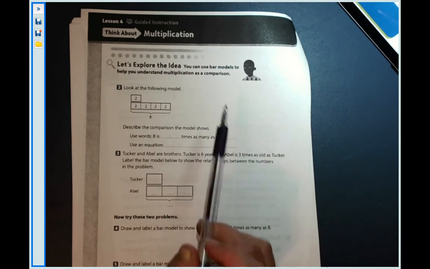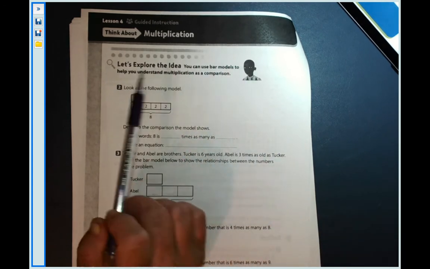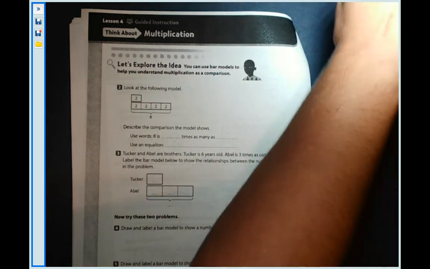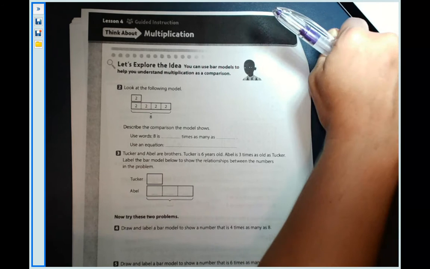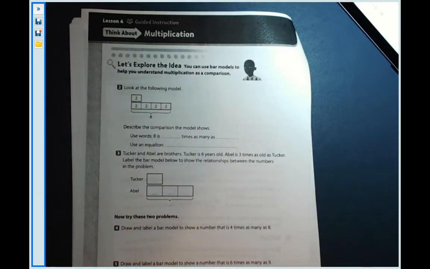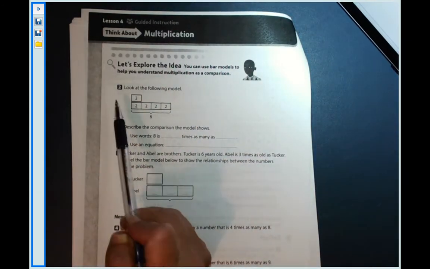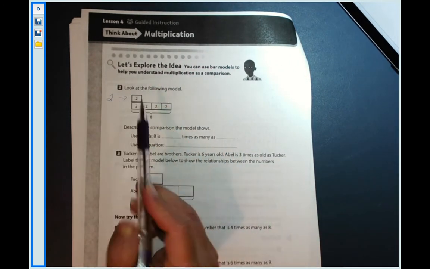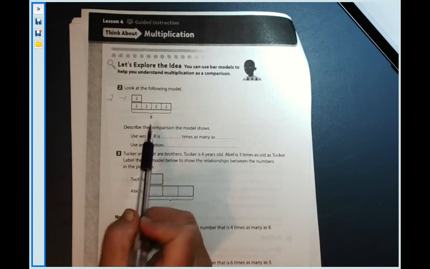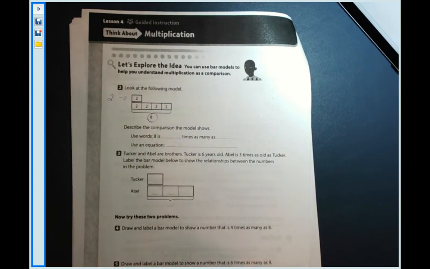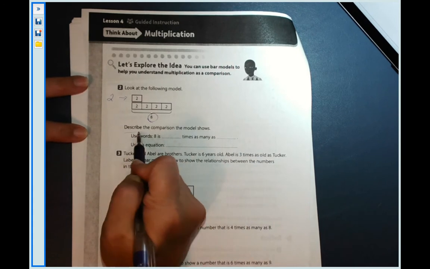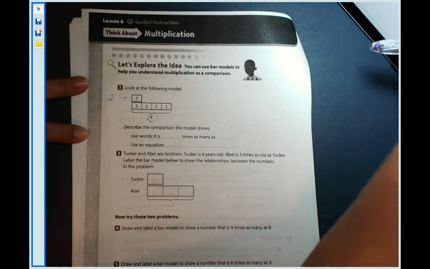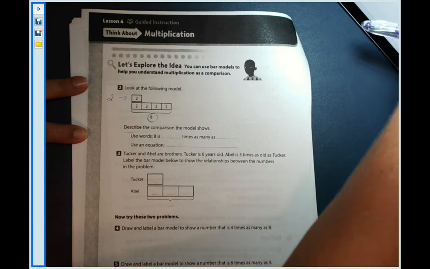Let's explore the idea. You can use bar models to help you understand multiplication as a comparison. Bar models are another way of using models to help you. Look at the following model. Well, this first number is a 2. 2 times 2 times 2 times 2 equals 8. Describe the comparison the model shows. So let's describe the comparison the model shows.